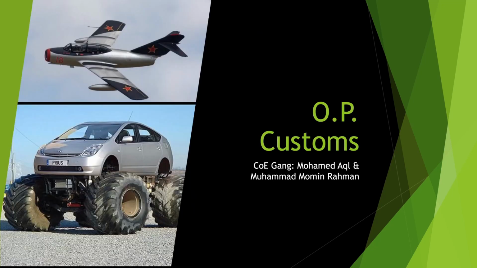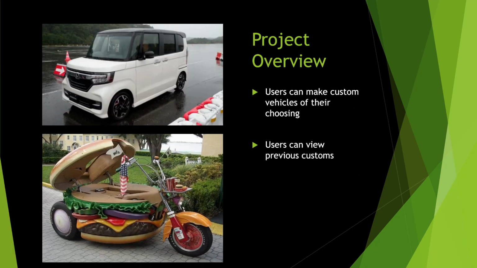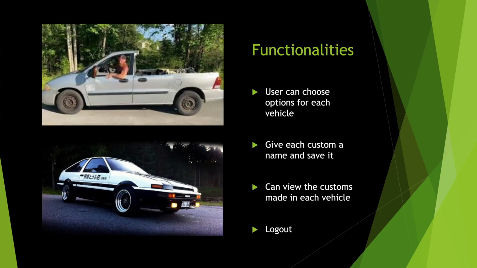Okay. Take 2. The overview of this project is for users to make a custom vehicle of their choosing. They can make 3 different vehicles: cars, motorcycles, and airplanes. The user can also view the customs they have made. How this program functions is the user chooses the available options for each vehicle. They can give it a name and save it. The user can continue to make more custom vehicles and can view their previous customs as well. The user also has the option to log out.